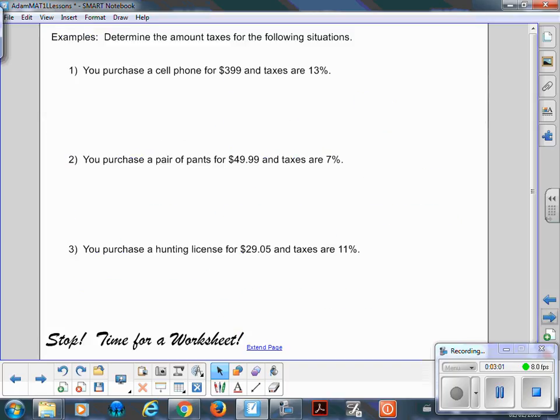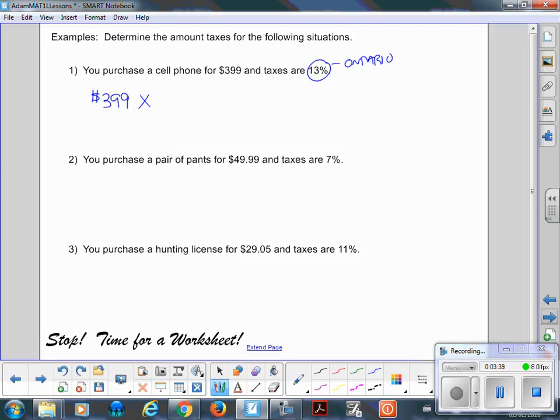So on to the next slide. Determine the amount of taxes for the following situation. I want you to realize how much tax you are paying on a particular purchase. So you go in and you buy a cell phone for $399. This would be an example of a cell phone that is unlocked, meaning it's not part of a plan. And 13% taxes, that is currently, when this video is shot, the taxes in Ontario. So if you go in and buy a $399 cell phone, we take the cost of what you're buying, we multiply it by tax as a decimal.